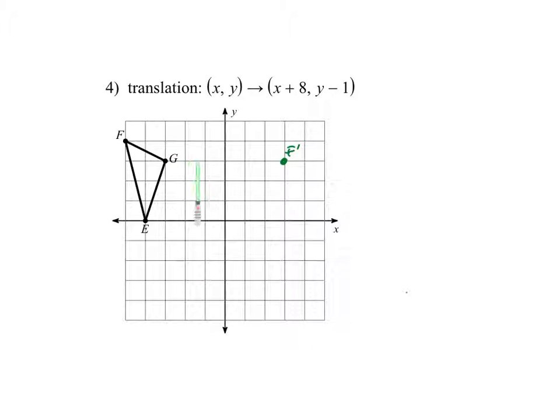Then G is going 1, 2, 3, 4, 5, 6, 7, 8, and 1 down. So it's going to be here. This is G prime. And then E is going to be 1, 2, 3, 4, 5, 6, 7, 8, and 1 down, and that one is E prime. And now I have my triangle right here.